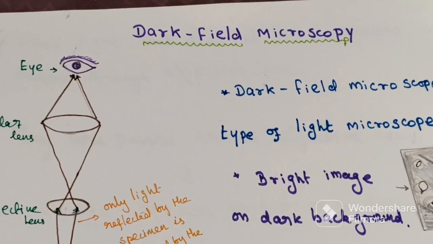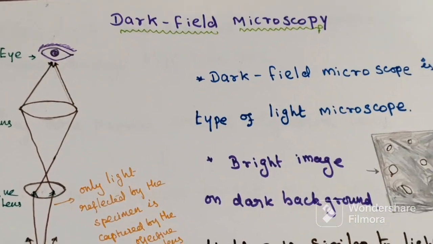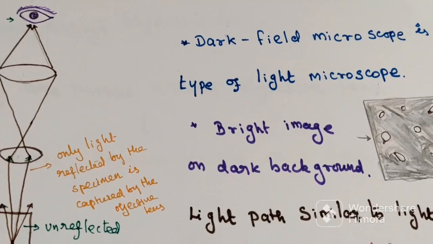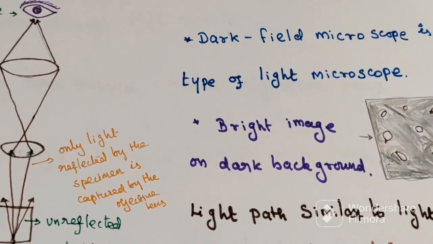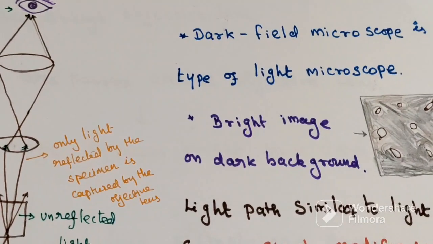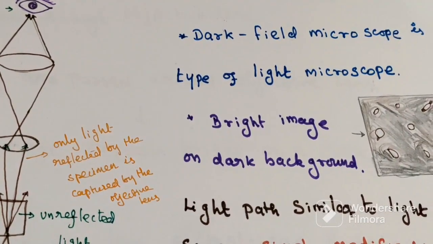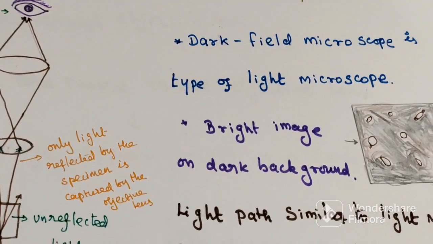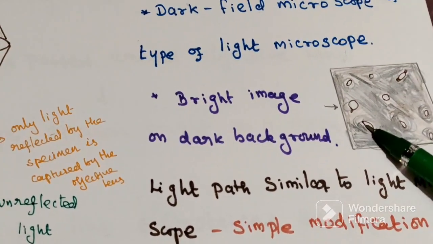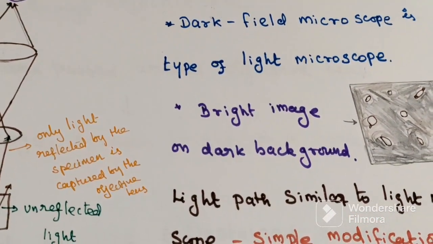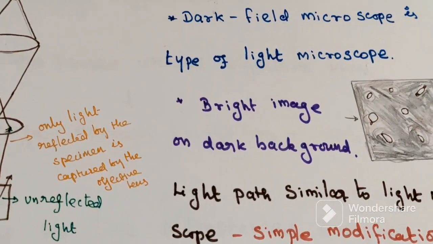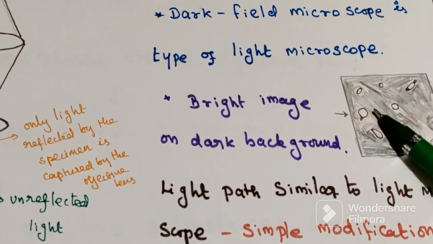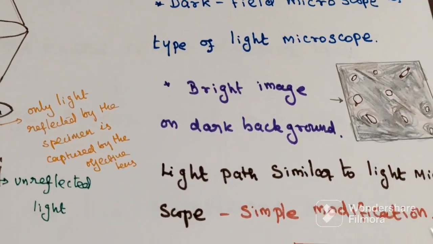In this video, we will discuss the dark field microscope. A dark field microscope is basically a type of light microscope which produces a bright image on a dark background. Hence, it has the name dark field microscope. Here, dark background, bright image. This is how it looks. Here the microbes are light colored, a bright image on a dark background.